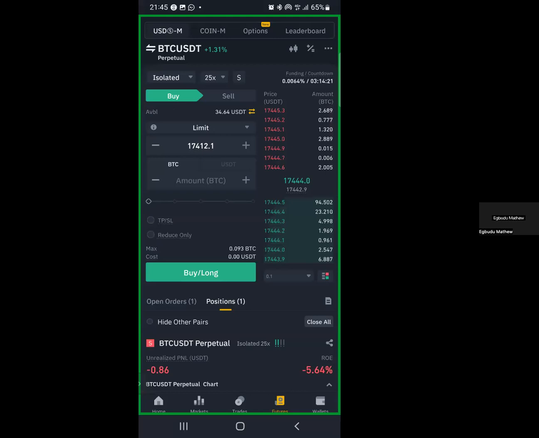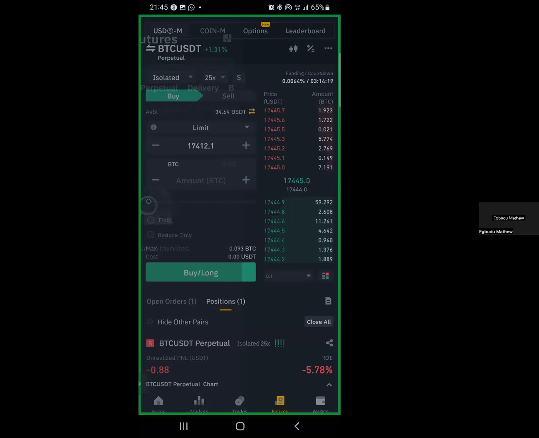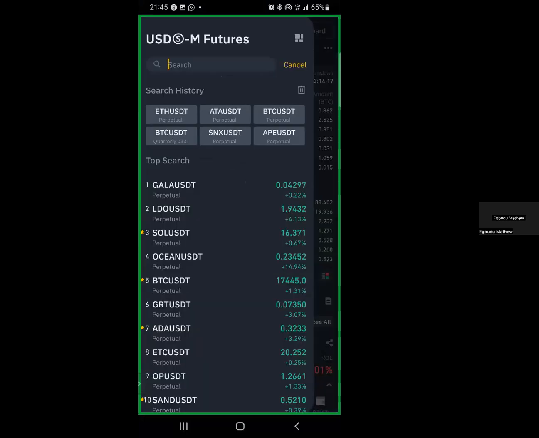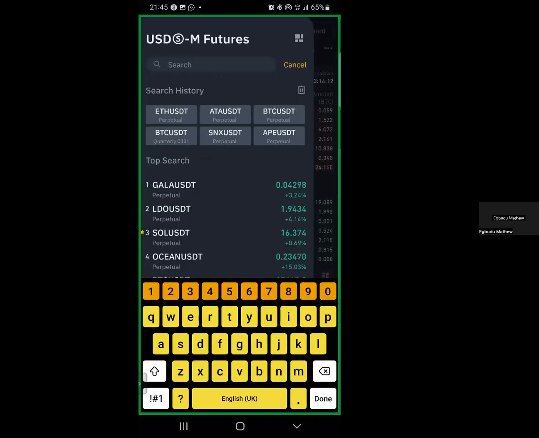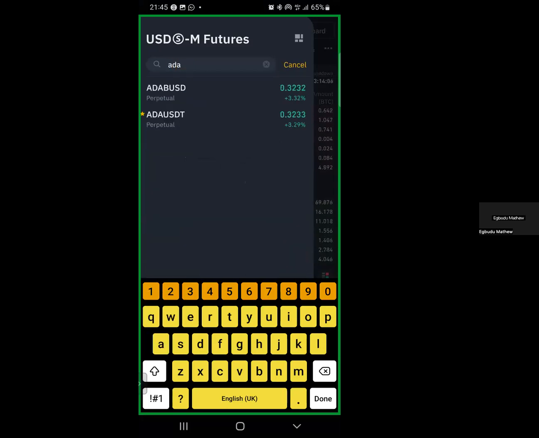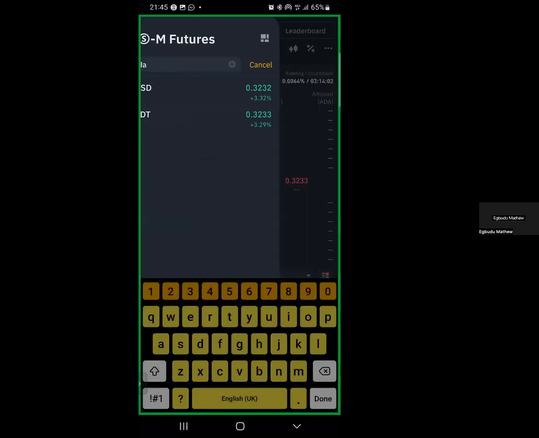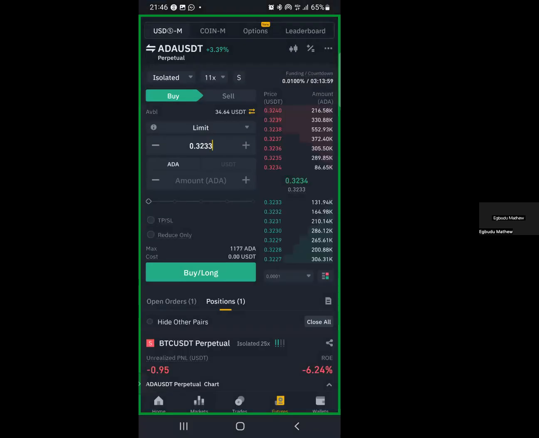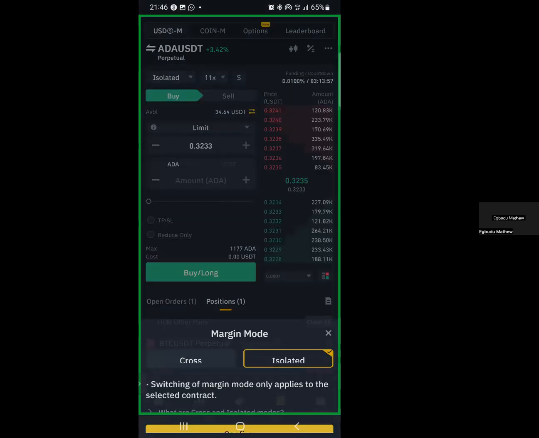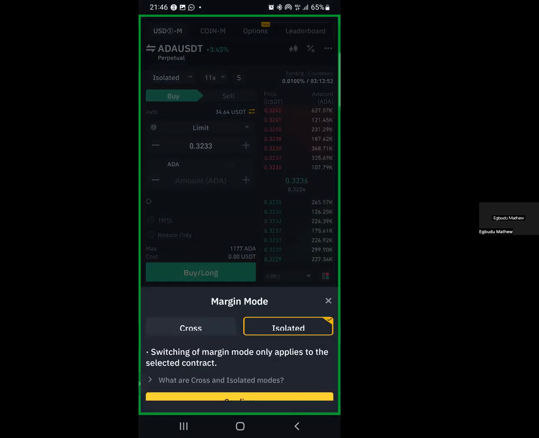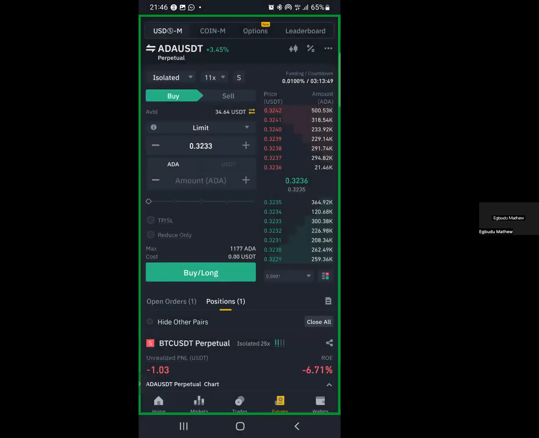all you need to do is go to the search button, click on a particular pair. It could be ETH USDT, could be BNB USDT, ADA USDT, and you're looking for perhaps ADA USDT. You click on ADA, you click on the perpetual contract. You click on isolated. We have two types of margin, isolated or cross margin. For the isolated, I have $34 in my Binance account balance.